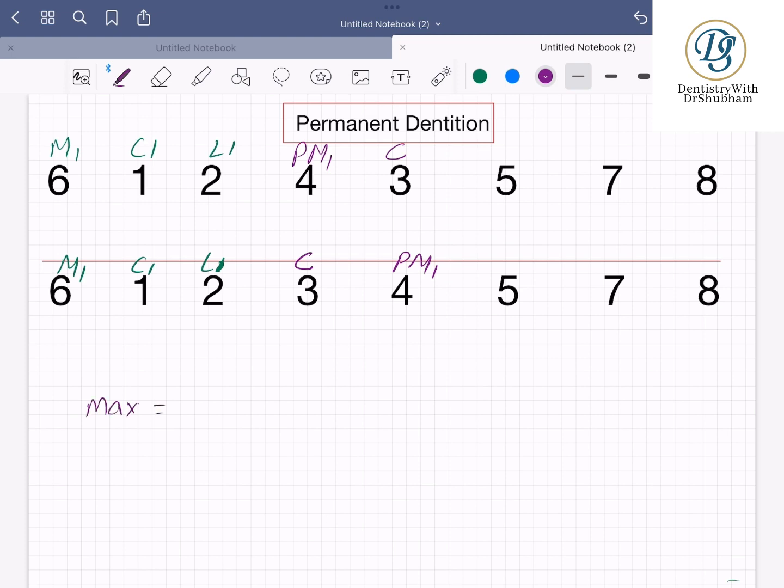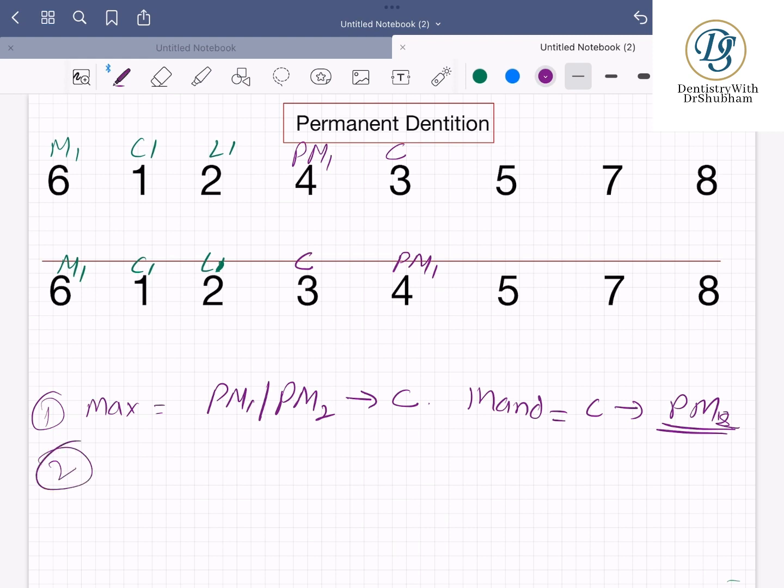In maxilla, either premolar 1 or premolar 2 will erupt before canine. But in mandible, canine will erupt before premolars. Right? So very simple. This is the one rule you have to remember.